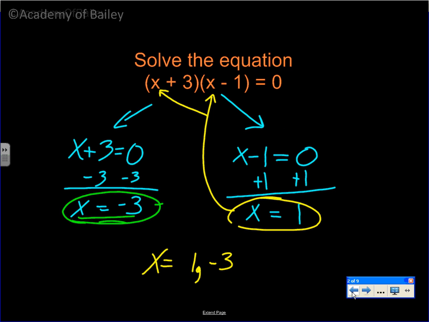Let's go back to our example and look at what we have. x equals negative 3, x equals 1.